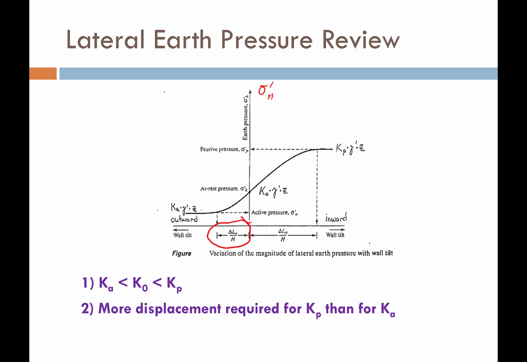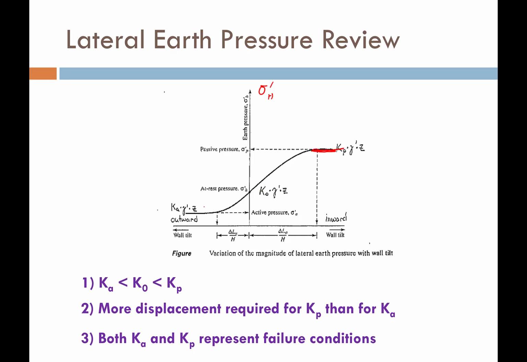And this really just relates to the fact that soil is strong in compression, but soil, which is a series of independent elements that are just pressing against one another, is a system that is weak in tension. So that's why we have these different cases. It requires more displacement to develop the passive case, i.e. compression, than it does the active case, i.e. tension in the soil.